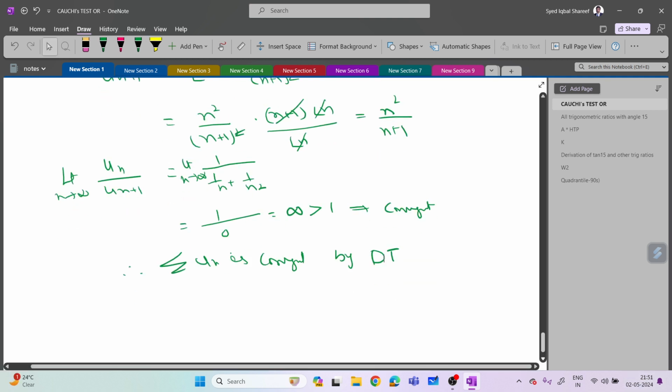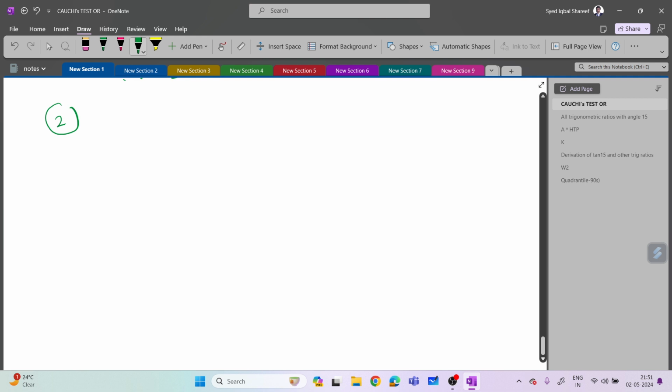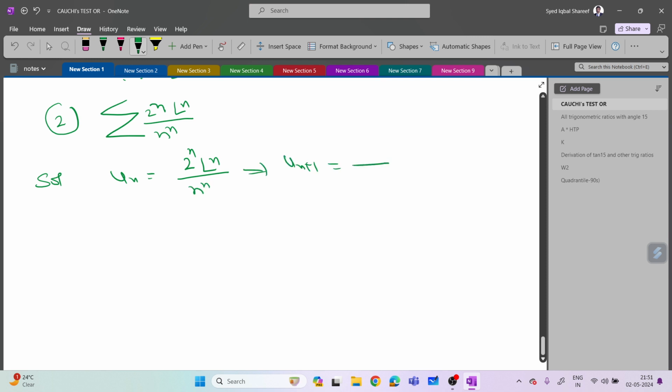One more example. Suppose we go with one more example: 2 to the power of n into n factorial by n to the power of n. The problem is this: un equals 2 to the power of n into n factorial by n to the power of n. So what will be un plus 1? Wherever n is there, we are writing n plus 1. So this is n plus 1 whole to the power of n plus 1.